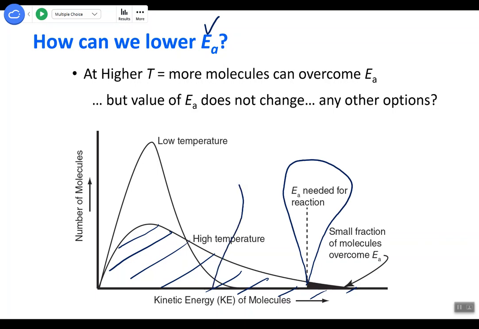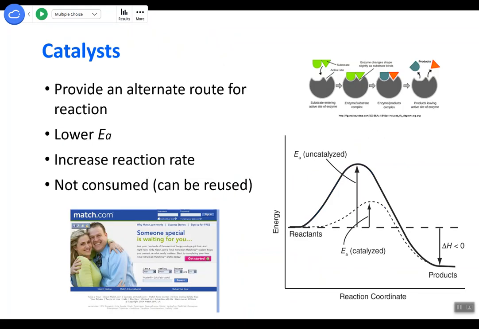What if we could simply lower the activation energy without messing with the temperature? And as you can predict, that's where catalysts come in. Catalysts lower the activation energy for a reaction.